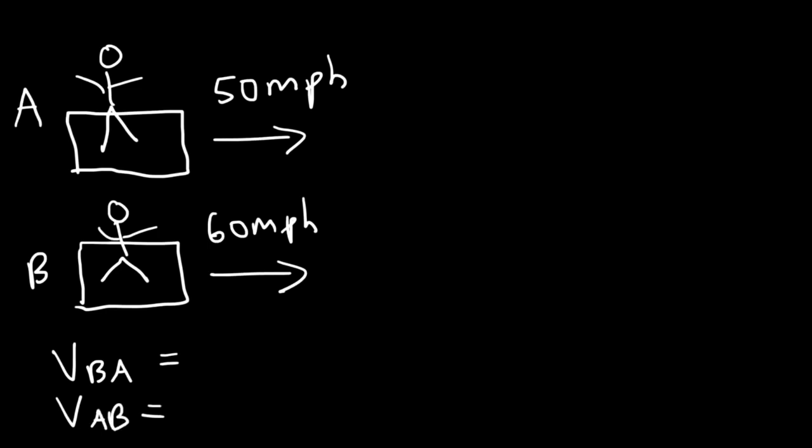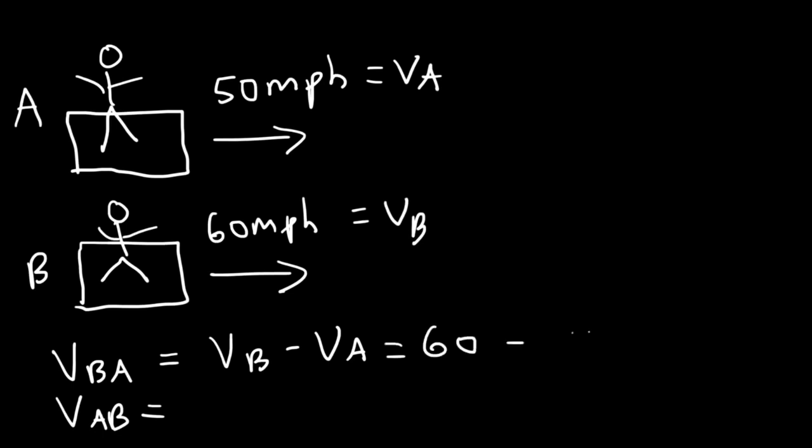So train B is moving 10 miles per hour faster than train A. So the velocity of B with respect to A is simply 10 miles per hour. The way you would calculate it is VB minus VA. VA is 50, and VB is 60. So it's going to be 60 minus 50, which is 10 miles per hour. So that's the velocity of B with respect to A. Train B is moving 10 miles per hour faster than A.